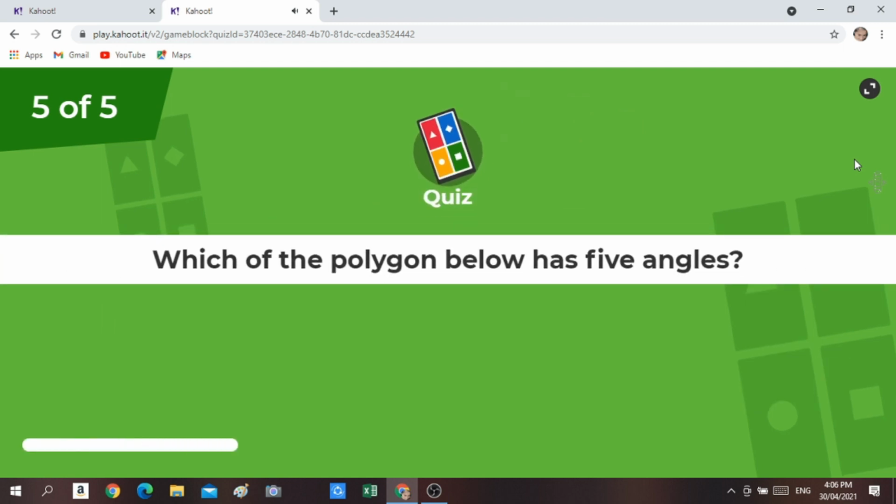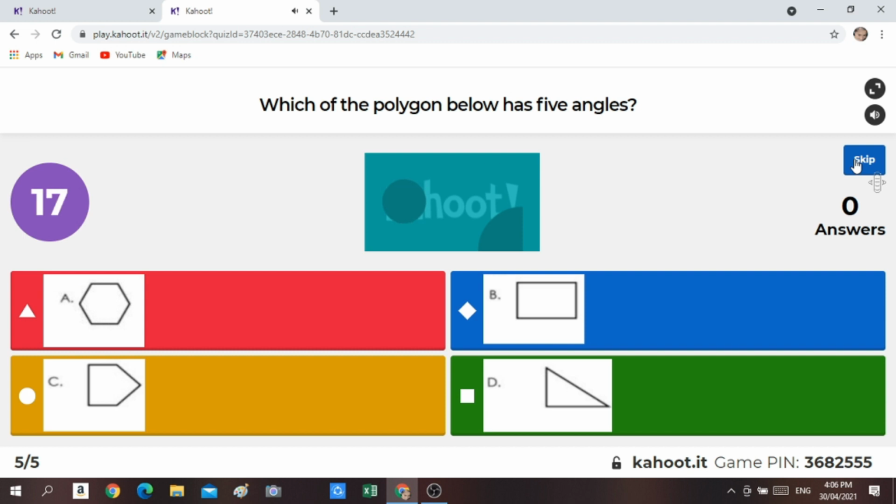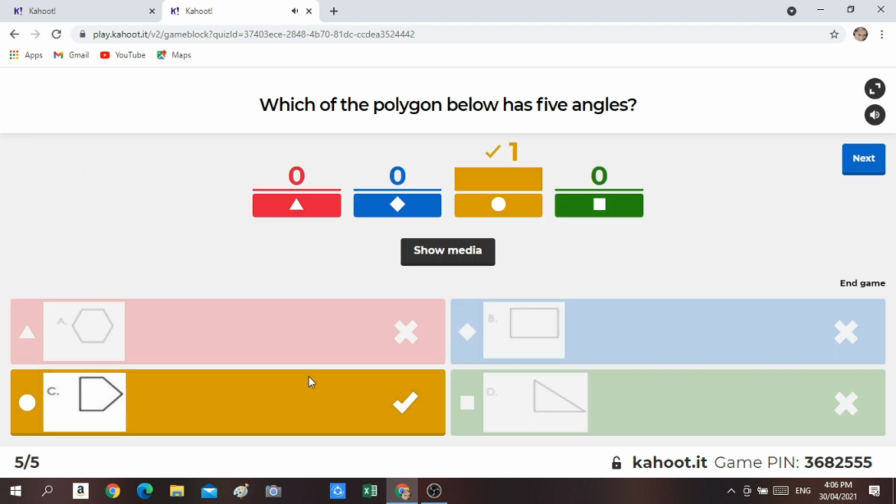And last is, which of the polygons below has 5 angles? Is it A, B, C, or D? Okay, the correct answer is letter C.